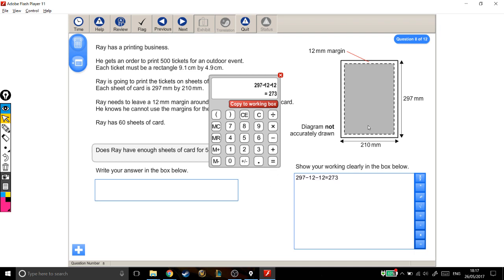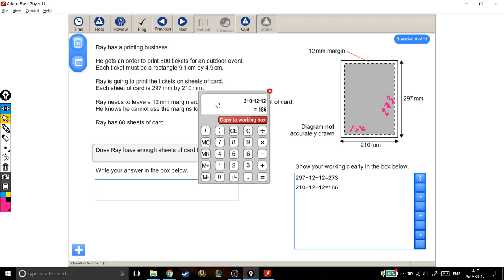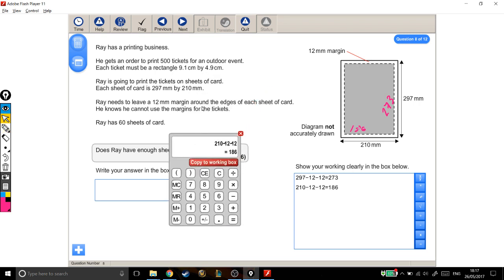So really, it's not 297, it's 273. Okay, and across the bottom, instead of 210, we're taking off 12 for the left, and we're taking off 12 for the right, so it's 186 mm. I'll draw that one in as well. 186 mm.